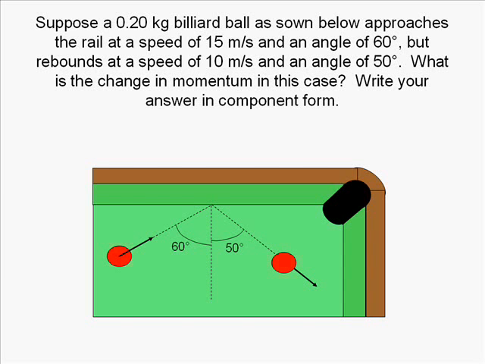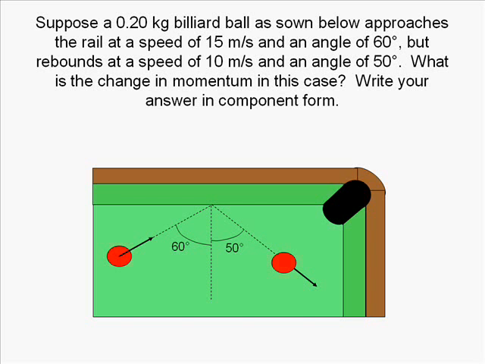When a billiard ball is shot at the rail and changes angles after it rebounds, the momentum changes in both the x and the y directions. In this problem, both the angle and the velocity change after the collision. So to find the change in momentum, we will have to analyze it in both the x and y directions.